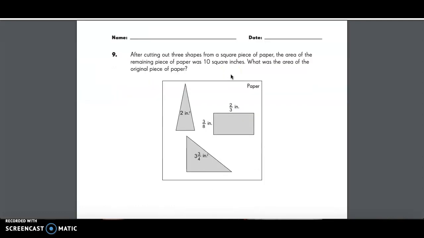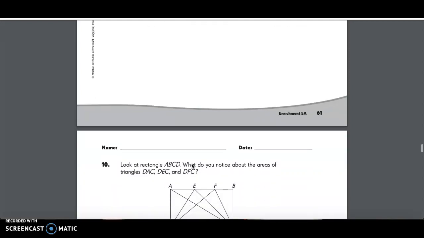Number 9, after cutting out 3 shapes from a square piece of paper, the area of the remaining paper was 10. What was the area of the original piece of paper? So if you know the white is currently 10, and you find out the area of each piece, or maybe some of them you already know the area, you could figure out the original area.